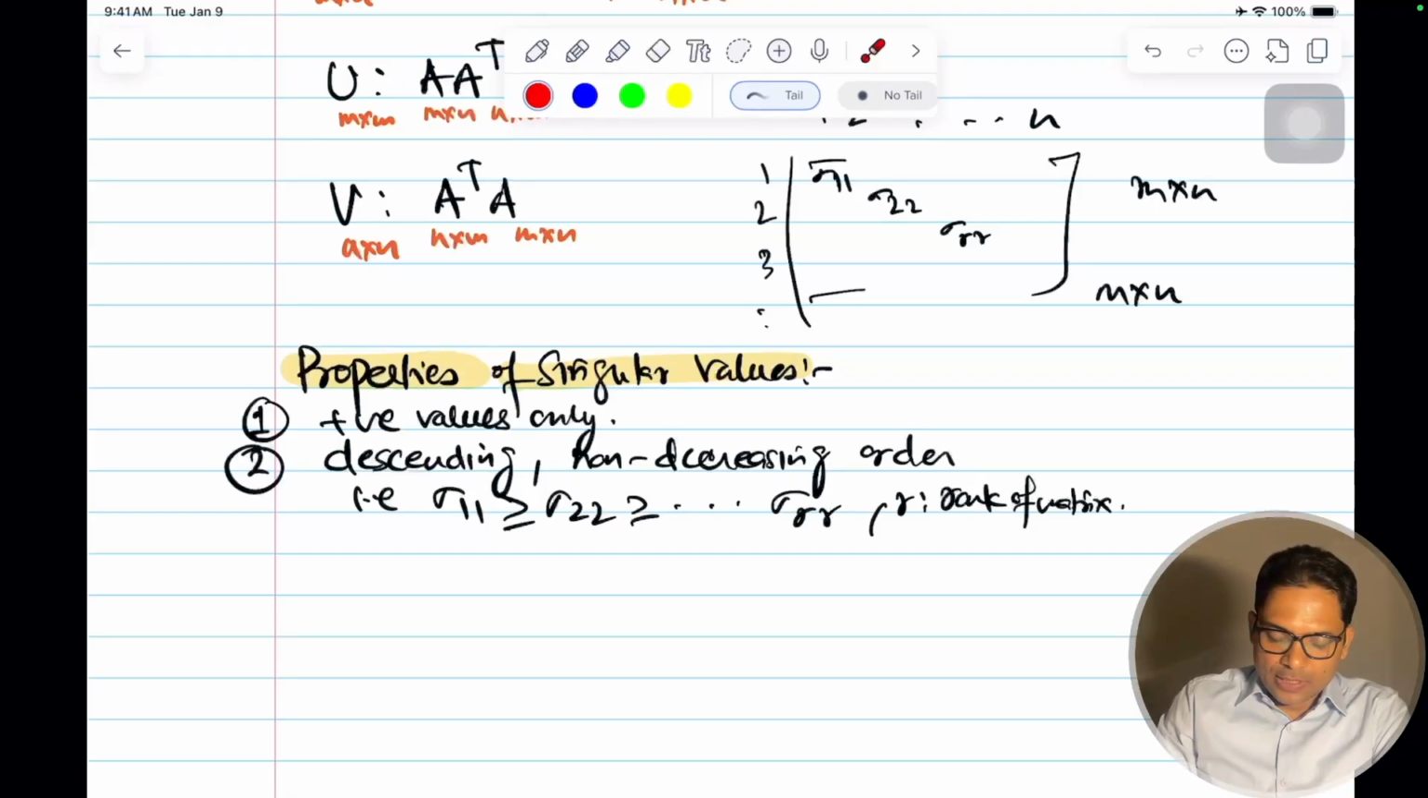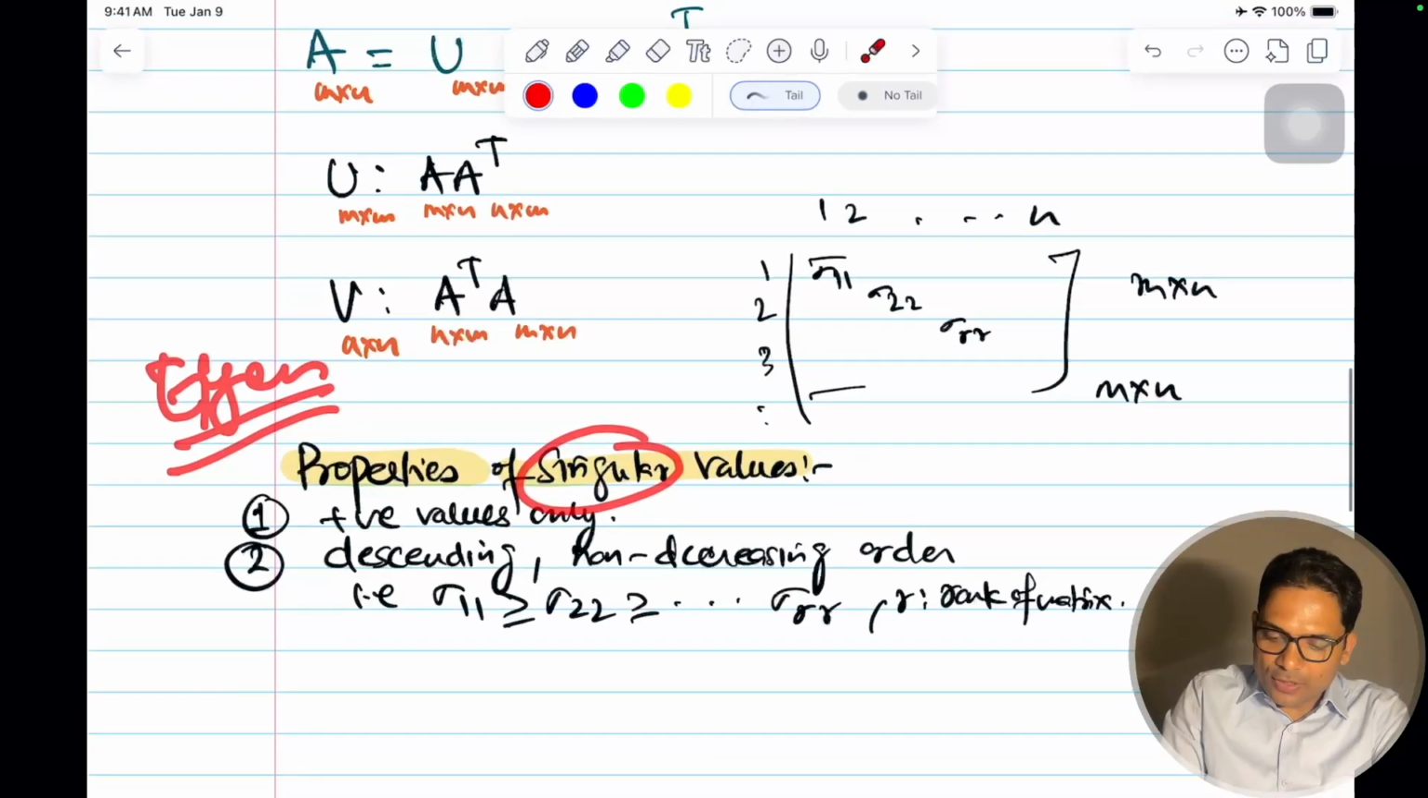And now, where is this word singular coming from? With eigenvalues, the word eigen was coming. So singular is coming from the fact of the rank.